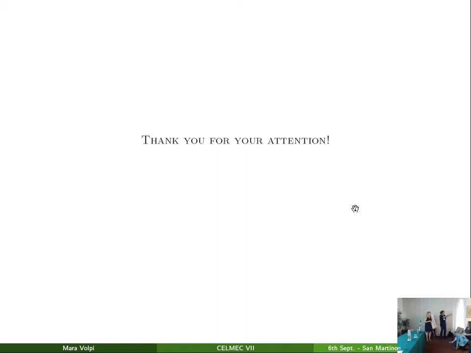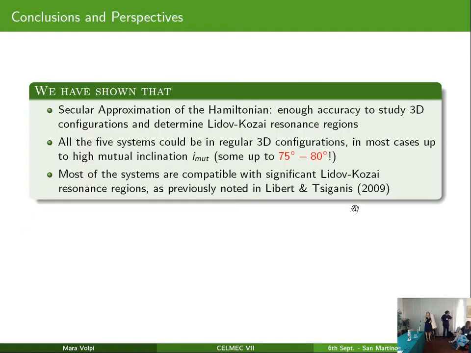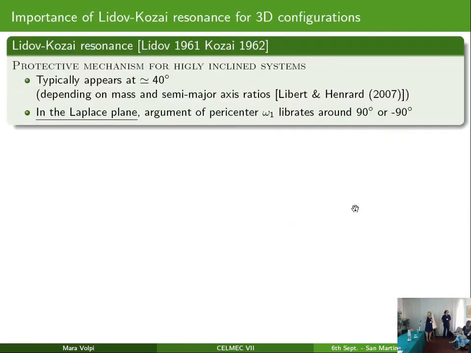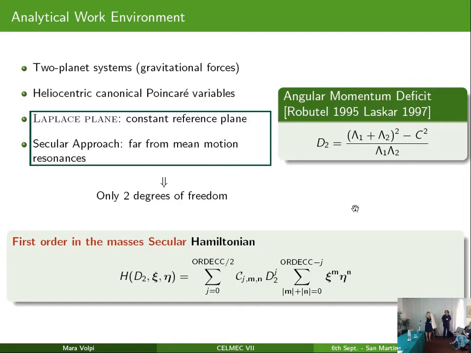Questions? Could you give us a few more details about how you produce the secular Hamiltonian, so up to what order in the masses and eccentricity? So this is a first order in the masses approximation. And as for the eccentricity, thank you for the question, because I forgot to say, it's up to 12th order in the eccentricity. So it's fully non-linear, essentially, right?